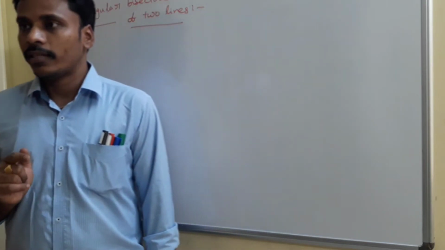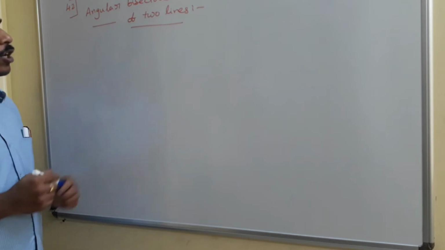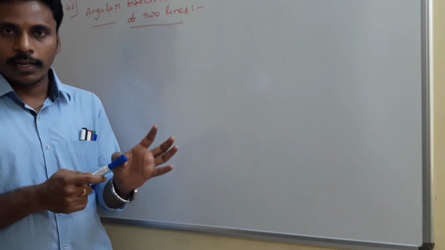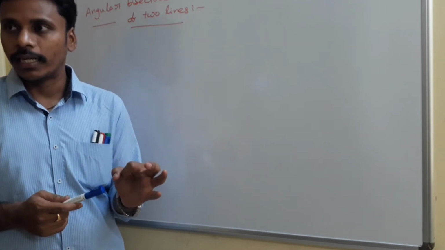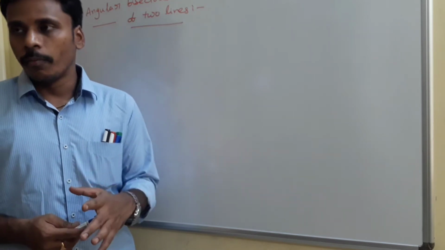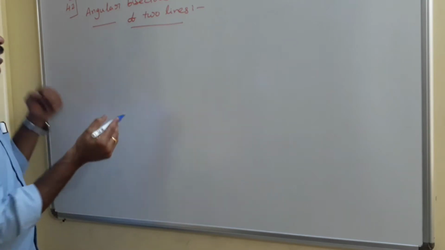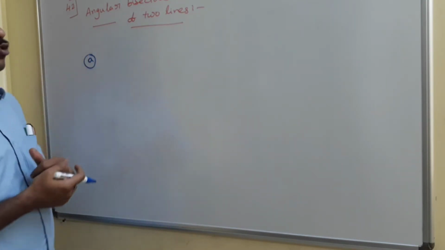In this class we are going to discuss the angular bisectors of two lines. First of all, what is an angular bisector, what are the properties related to the angular bisector, and how to find the equations of the angular bisectors. These concepts we need to discuss one by one. The 42nd point is related to the angular bisectors of two lines.